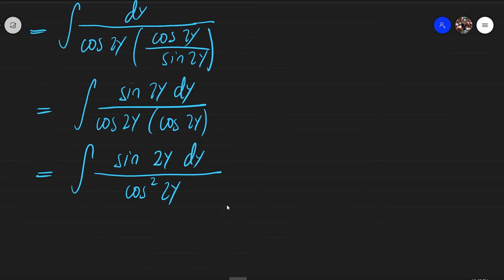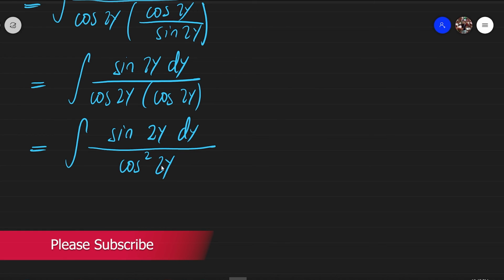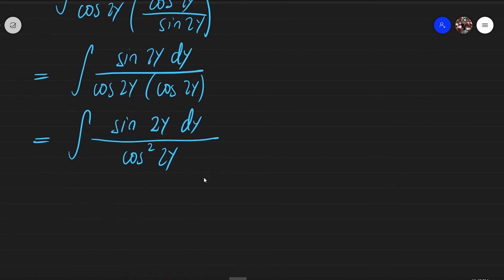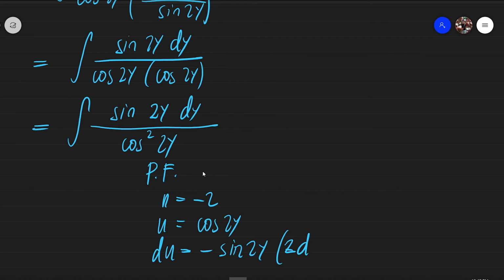Even though there is no formula for a sine cosine combination, you can apply the power formula here, right? So applying the power formula, your n is equal to negative 2 and your u is equal to cosine 2y, and of course your du is equal to the derivative of cosine 2y. This is negative sine 2y dy.